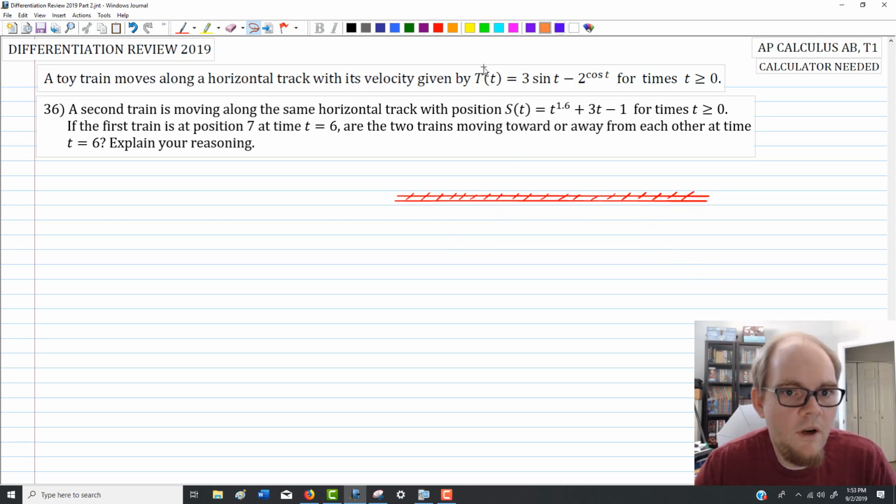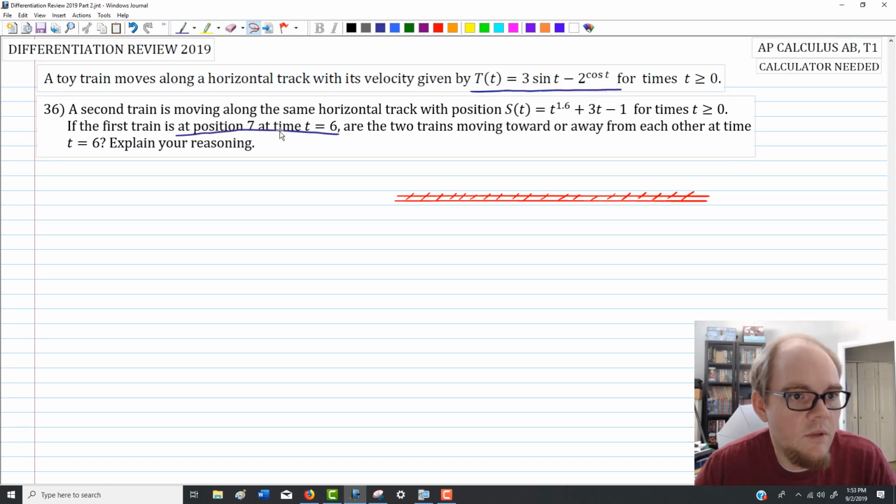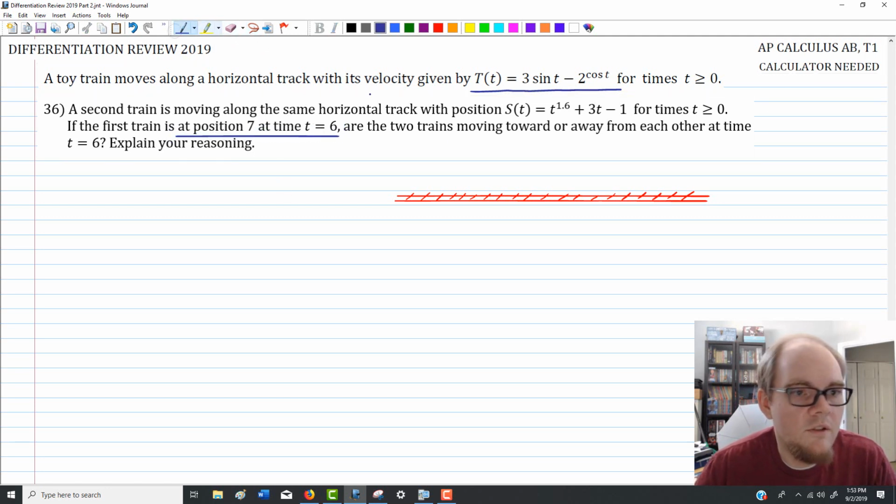So what we know so far with our first train, we are told that it's at position 7 at t equals 6. That's a really important starting thing to know. That tells us where the thing is literally. So if we say that 0 is right here, the first train is going to be somewhere to the right over here. Actually, let's make it a little closer. First one is right here, and this is at 7. So it's sitting right there.